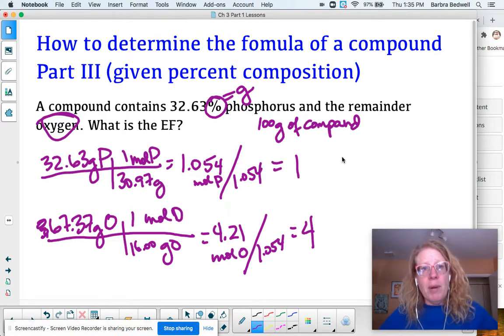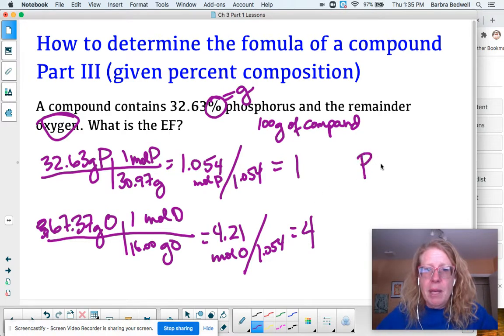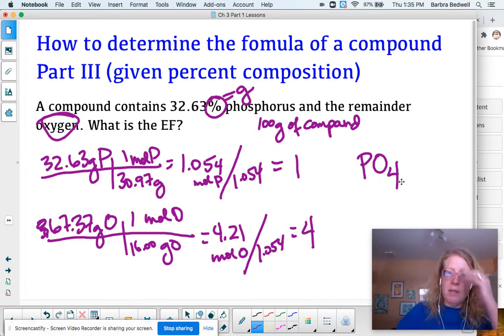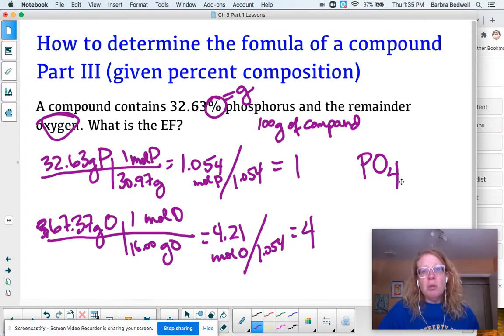So what would our ratio be here? Well, our ratio would be PO4, like it's a phosphate maybe. I don't know. So that's how you do empirical formulas. We're going to come back in part 2 of this video, which will do some of the more difficult ones. So I would suggest right now, take a moment, digest this. You have to do a couple of steps to get the empirical formula.